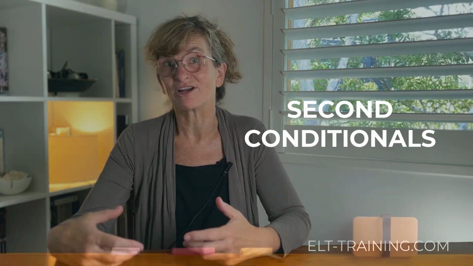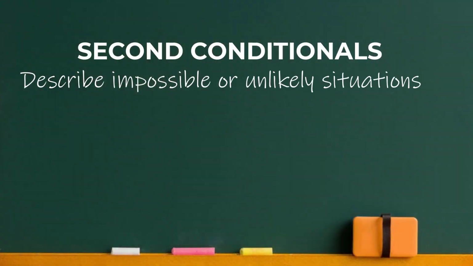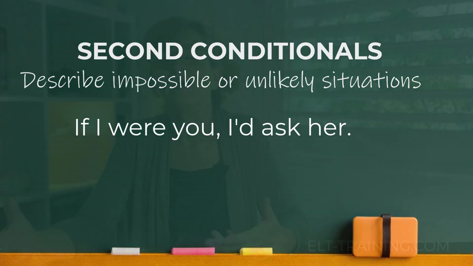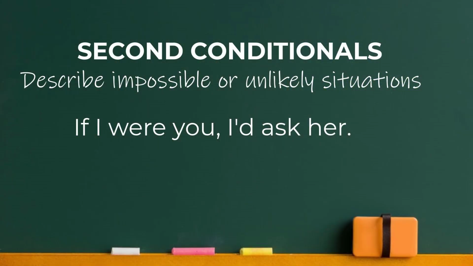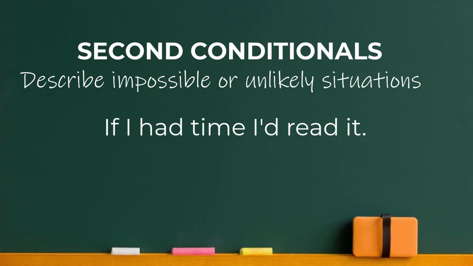Second conditionals are commonly taught from pre-intermediate upwards, and it's a really useful bit of language for describing impossible or unlikely situations. If I were you, I'd ask her. I'm not you. It's impossible that I could be you, but if I were, then I would ask her. Or, if I had time, I'd read it. I don't have time. It's not likely I'm going to read it, but if I did, I would.